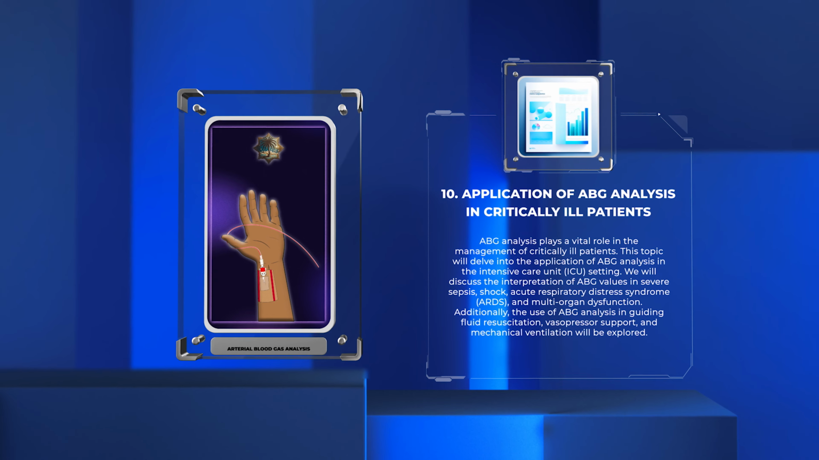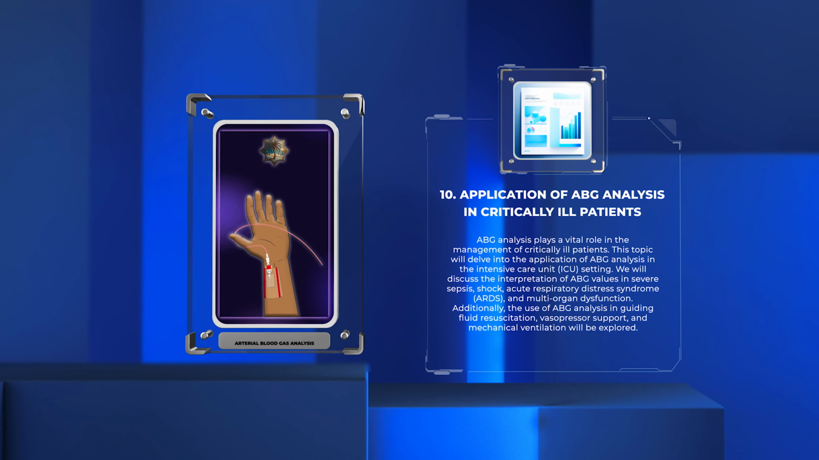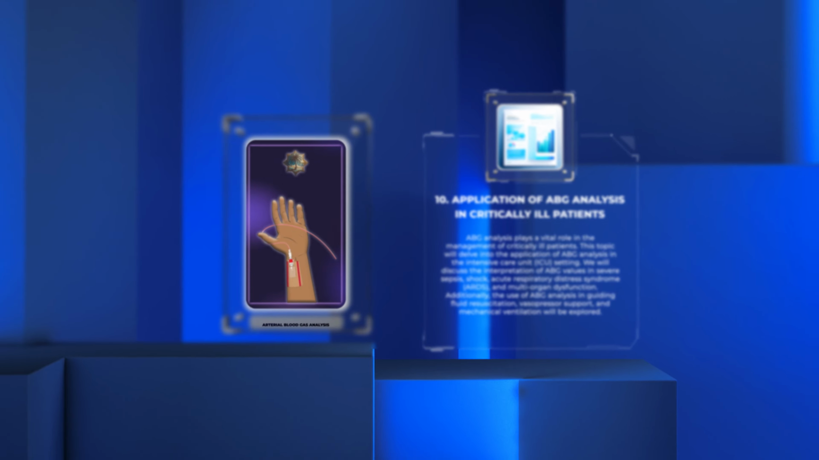ABG analysis plays a vital role in the management of critically ill patients. This topic will delve into the application of ABG analysis in the intensive care unit, ICU, setting. We will discuss the interpretation of ABG values in severe sepsis, shock, acute respiratory distress syndrome, ARDS, and multi-organ dysfunction. Additionally, the use of ABG analysis in guiding fluid resuscitation, vasopressor support, and mechanical ventilation will be explored.